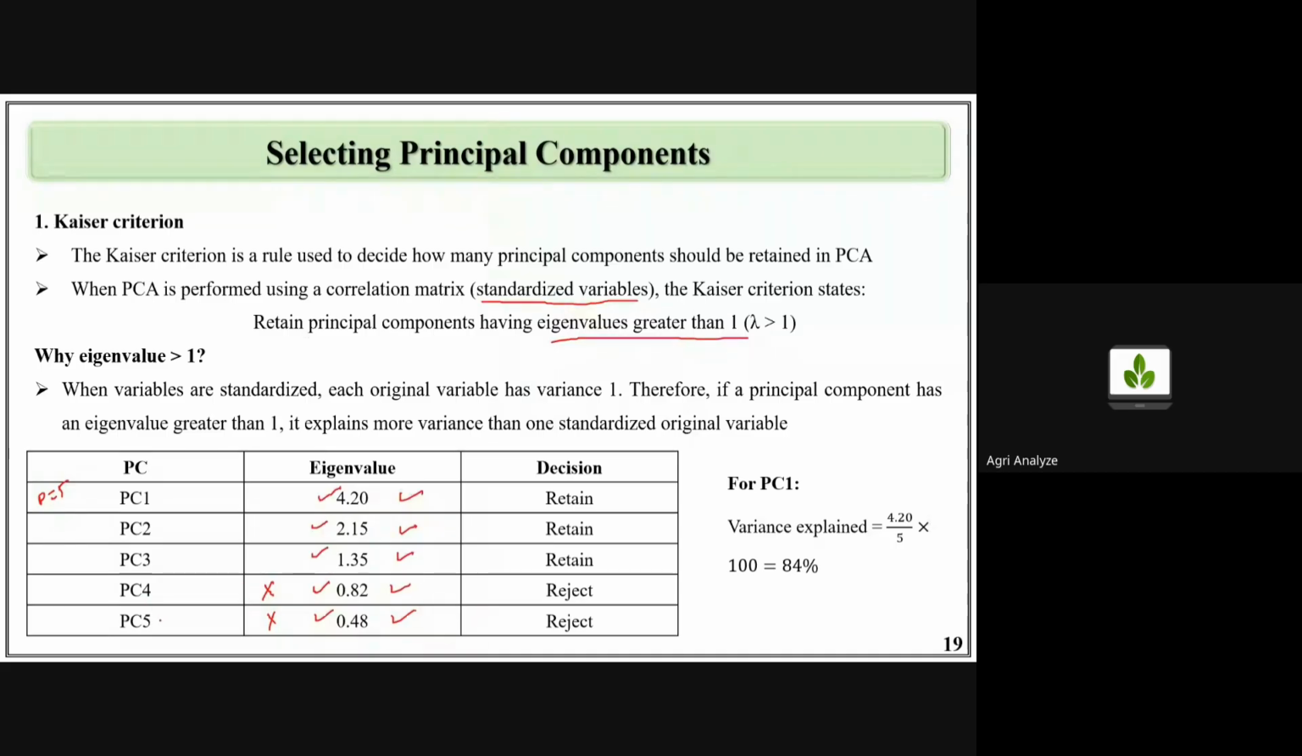Because PC4 and PC5 have eigenvalues of 0.82 and 0.48, which are less than 1, we have to reject principal components 4 and 5. PC1, PC2, and PC3 have eigenvalues greater than 1, so we retain them for our further study. So based on the eigenvalue, we decide the number of PCs.